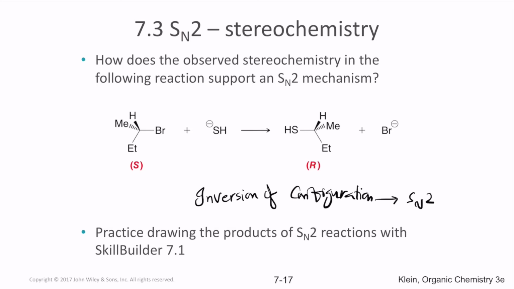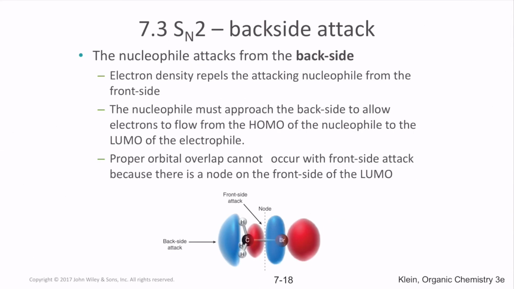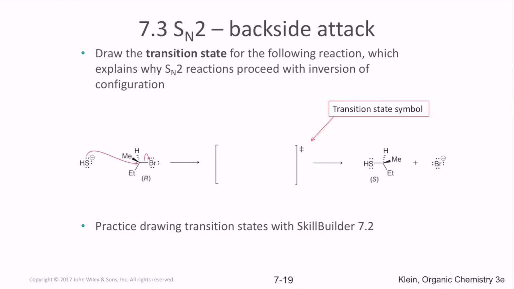In SN2 mechanisms, if you start with the halide in an S configuration, after the nucleophilic substitution it changes to R. Why does this happen? Because the nucleophile attacks from the back side and the halogen leaves from the front side. The nucleophile attacks here, and the halogen leaves this way. That's the reason why it undergoes an inversion of configuration. This is what we call the backside attack.